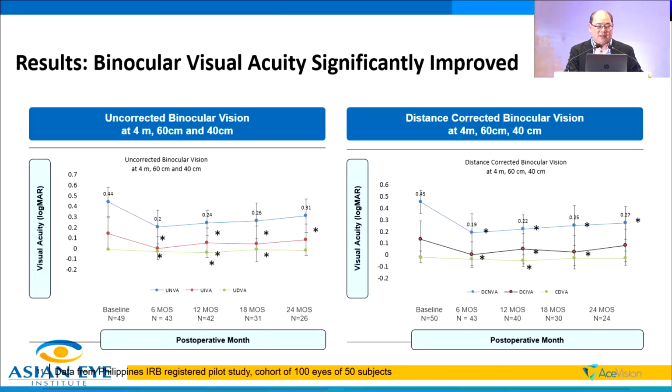As you can see in the graphs, for both uncorrected and distance-corrected vision, the green line represents distance vision. It's mostly flat because they still see well for distance uncorrected. Intermediate vision has improved a lot. The blue line is intermediate vision, and near vision also improved. But mostly it's a very big intermediate vision gain over 12 months. Over time, they age 2 years, so this is a 24-month plot of patients.